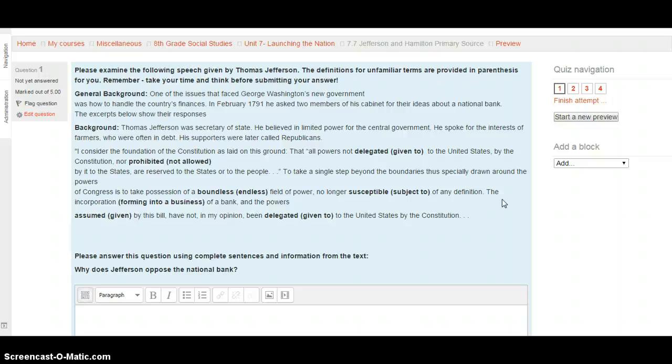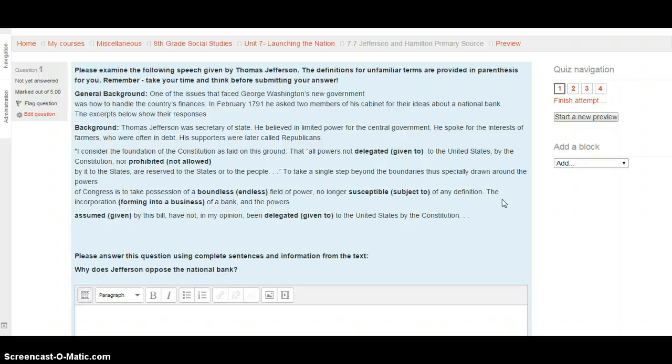Here's a little background on our first guy, Thomas Jefferson. He was the Secretary of State. He believed in limited power for the central government. He also spoke for the interests of farmers who were often in debt. His supporters were later called Republicans. This is what he said. Again, I have bolded terms that you may not know and provided definitions to help you.